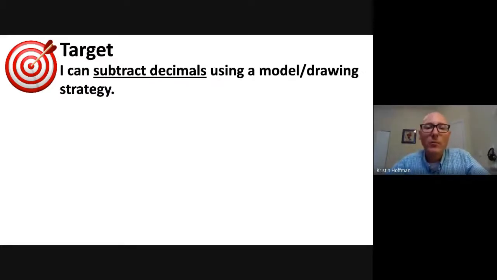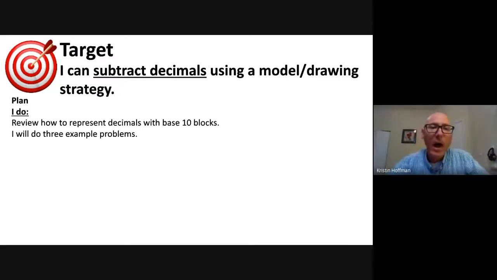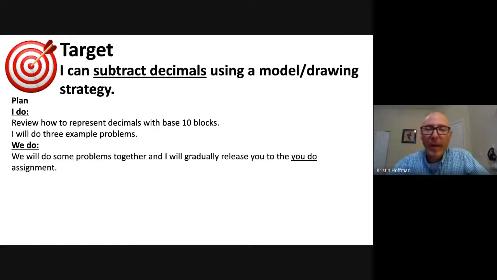I'm really excited for today's lesson. We're going to be subtracting decimals using a model drawing strategy. Our plan to achieve this goal is, first, I will review how to represent decimals with base 10 blocks. Then I will do 3 problem examples. After that, we will do some problems together, gradually releasing you to the you do assignment, your independent work.